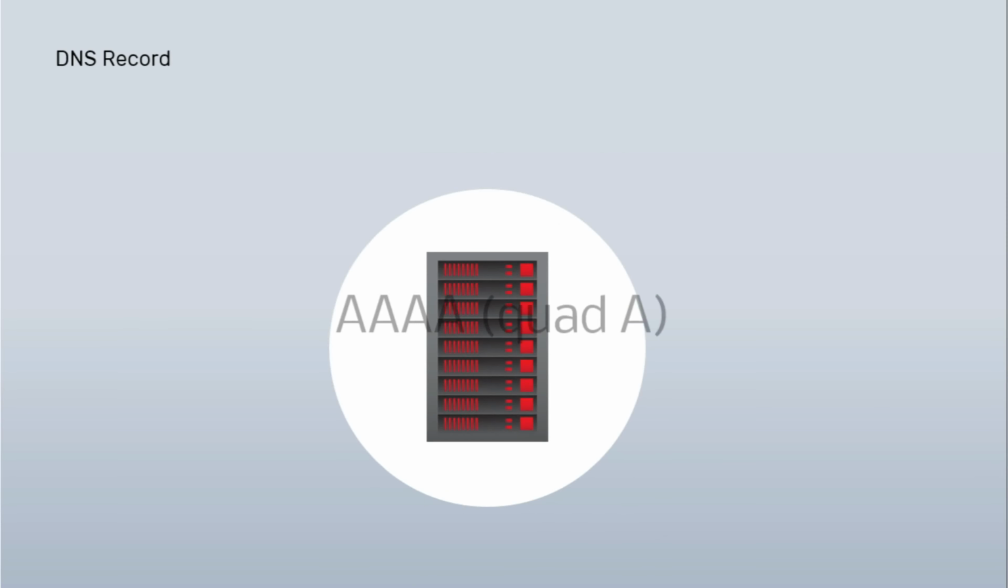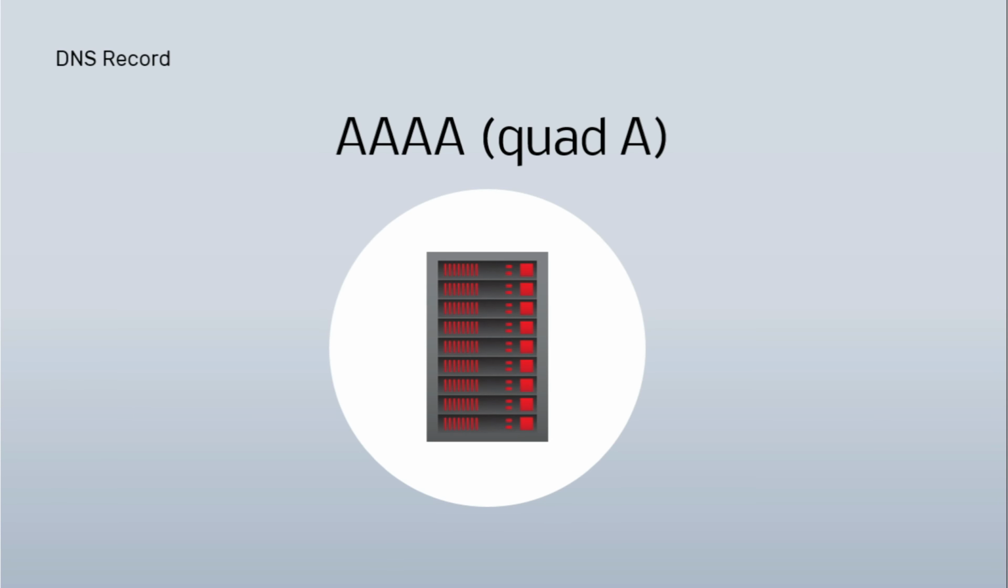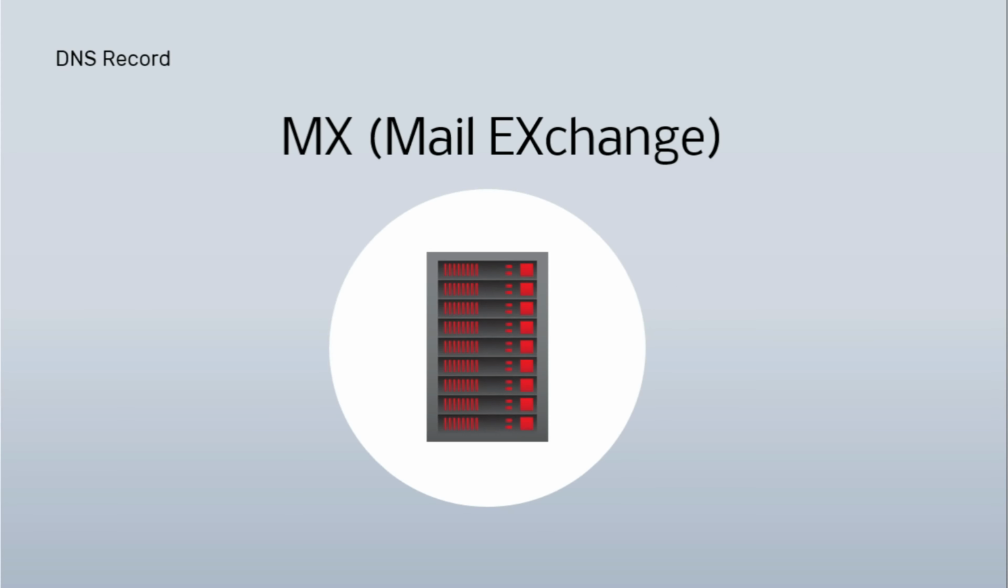And the next record here we have AAAA, which is quad A. This record is responsible for all the IP version 6 addresses. So when you see any domain name that is mapped to an IP version 6 address, this record is going to be used for all the IP version 6 addresses. And the next record here is MX, which stands for mail exchange. We use it for all the email servers. When you want to point to any email server, this record is going to be used for all the email servers with your DNS.